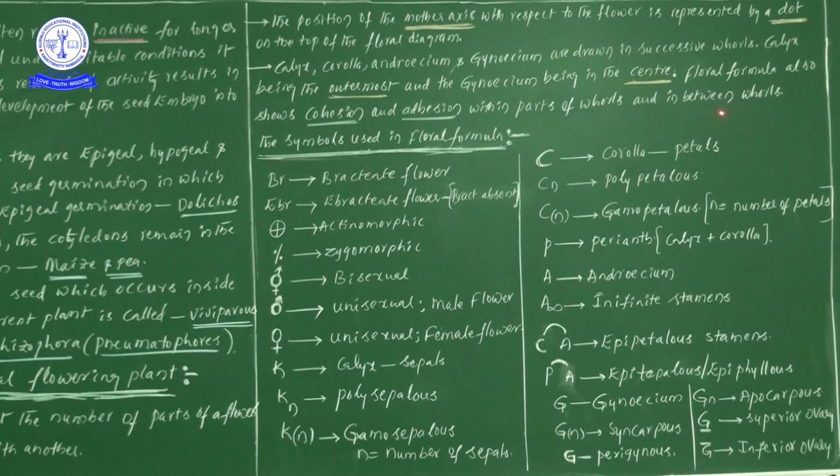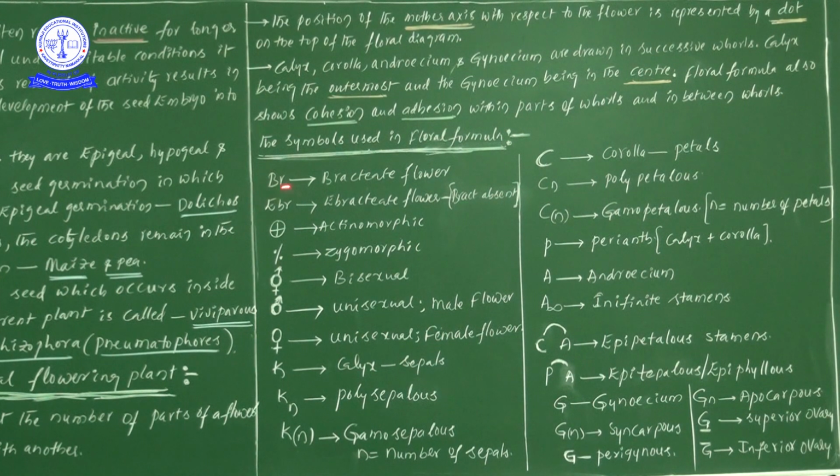Okay, so that particular information can also be seen in this semi-technical description of a flowering plant. Now let us see, this information is most important. Now let us try to learn the symbols used in a floral formula. Sir, what symbols will we generally use in a floral formula? Please try to understand this carefully.